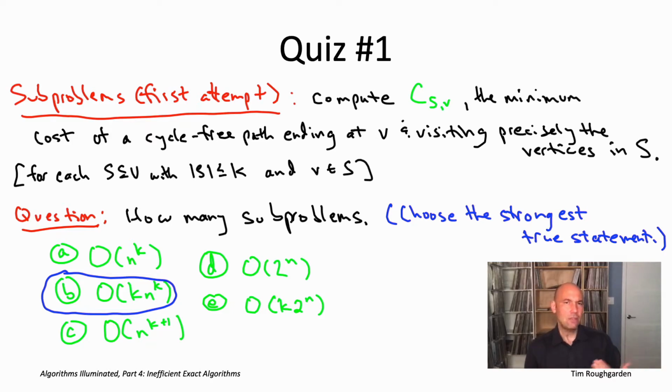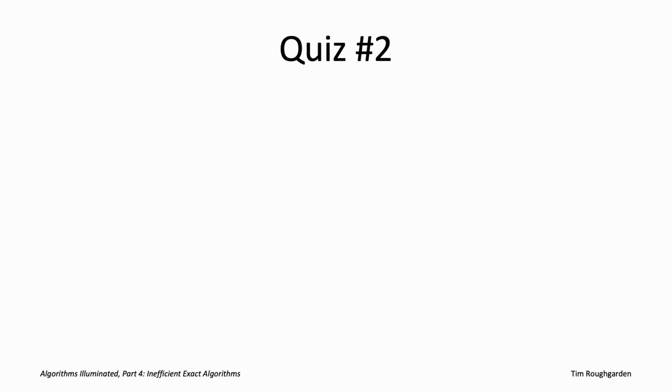And remember, back in the TSP, we were happy because even though our running time was exponential, it was better than exhaustive search. Exhaustive search was n factorial, and we had a running time which was 2 to the n times a polynomial factor. So here we're going to get a dynamic programming algorithm which has n to the k running time times a polynomial factor. So how does that compare to exhaustive search?